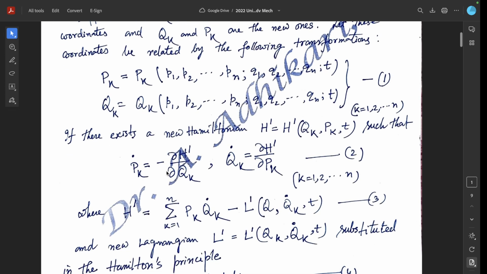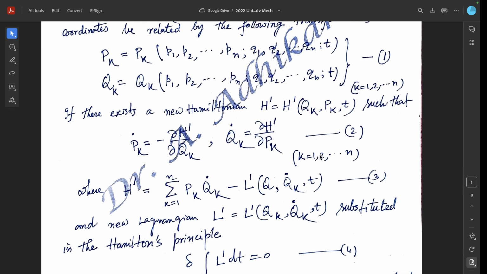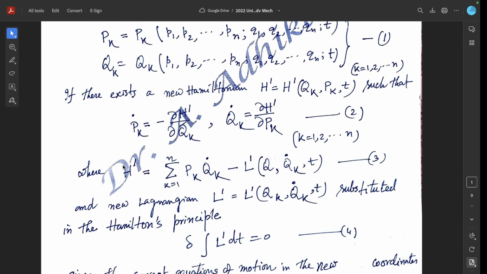If there exists a new Hamiltonian H' as a function of capital Qk, capital Pk, t, that means Q1, Q2, ..., Qn and P1, P2, ..., Pn and time t, such that Pk dot equals minus ∂H'/∂Qk, and Qk dot equals ∂H'/∂Pk, equation 2, for k equal to 1, 2 up to n, where H' equals the summation over k from 1 to n of Pk Qk dot, the derivative with respect to time t, minus L' as a function of Q, Qk dot, t.